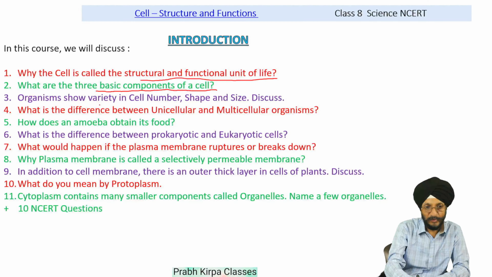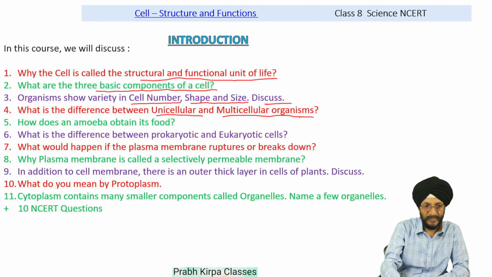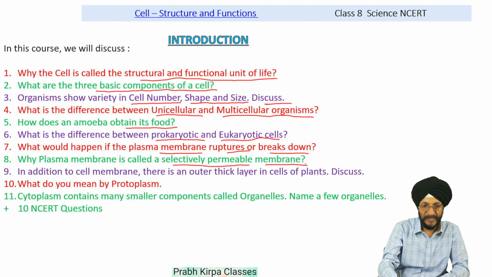Then, organisms show variety in cell number, shape, and size. Discuss. Then, we will understand what is the difference between unicellular and multicellular organisms. Then, how does an amoeba obtain its food? Then, what is the difference between prokaryotic and eukaryotic cells? What would happen if the plasma membrane ruptures or breaks down? Why plasma membrane is called a selectively permeable membrane?